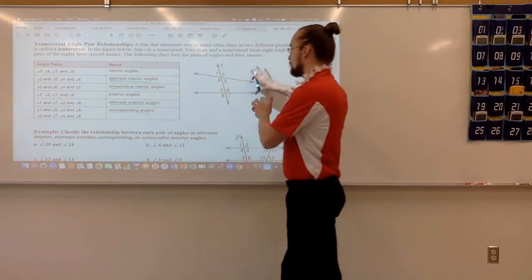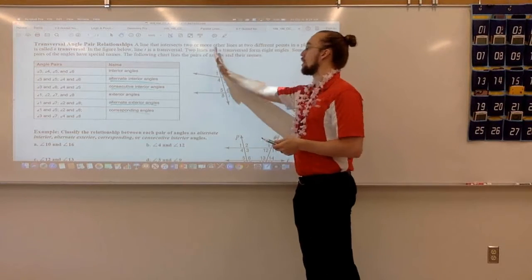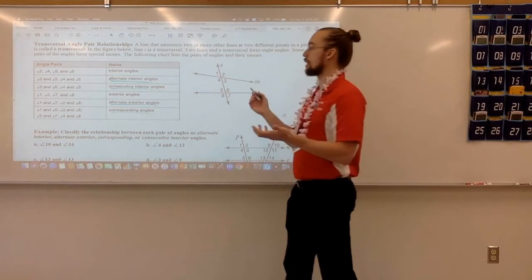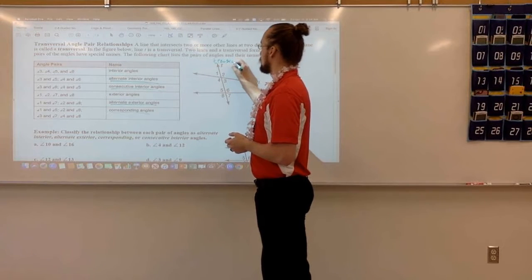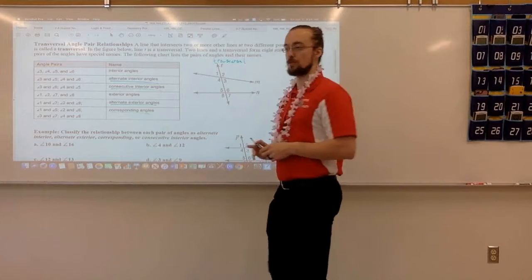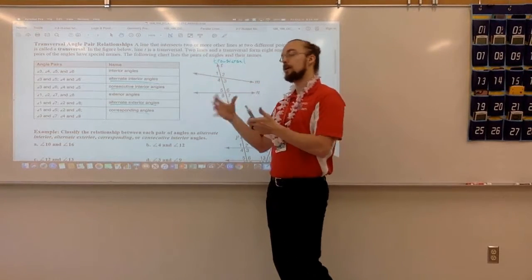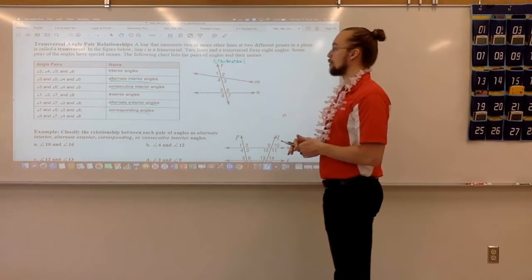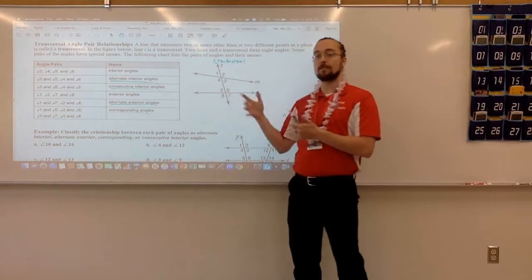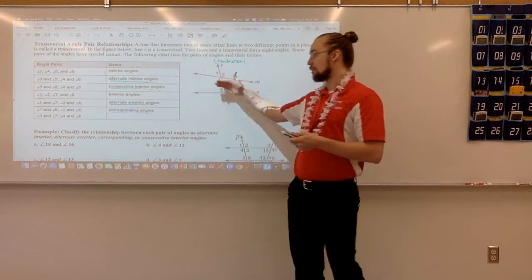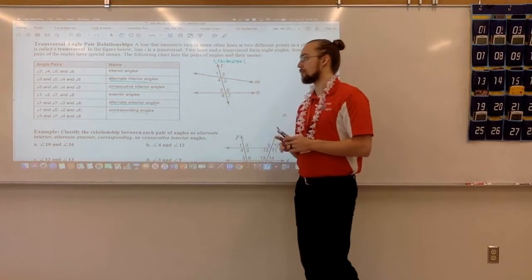So the basic idea is we have 2 lines cut by some other line that we're calling a transversal. This line that cuts through 2 other lines is called a transversal. In the activity we did yesterday, we said these 2 lines are parallel. On the first side of our paper, we're just going to say these are just any 2 lines. They don't have to be parallel. We can still name these relationships whether these 2 lines are parallel or not. And they're cut by some other line.